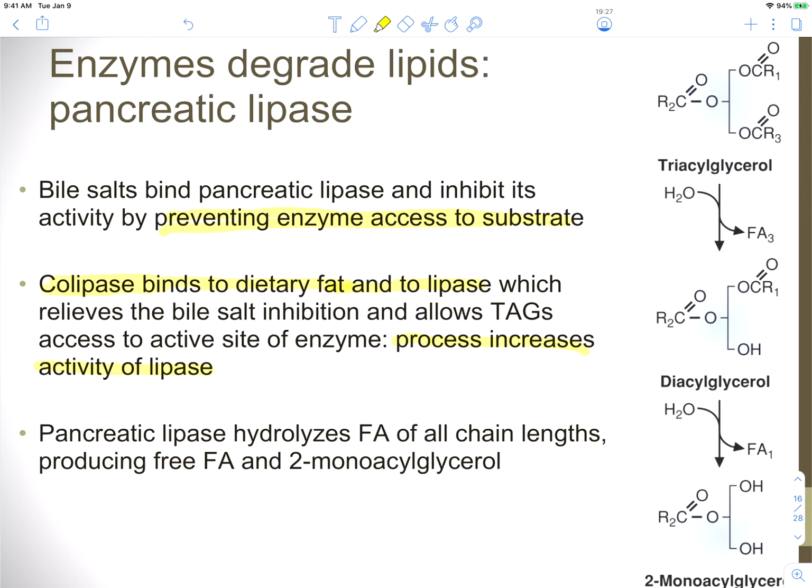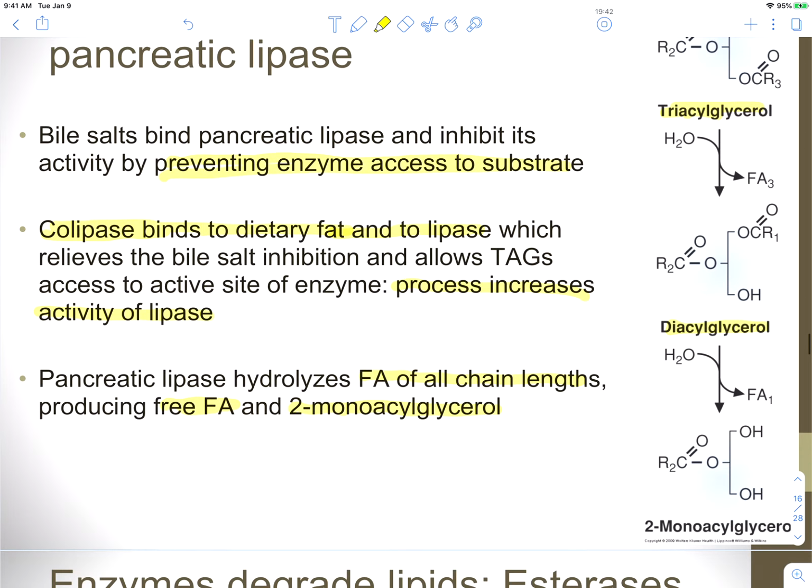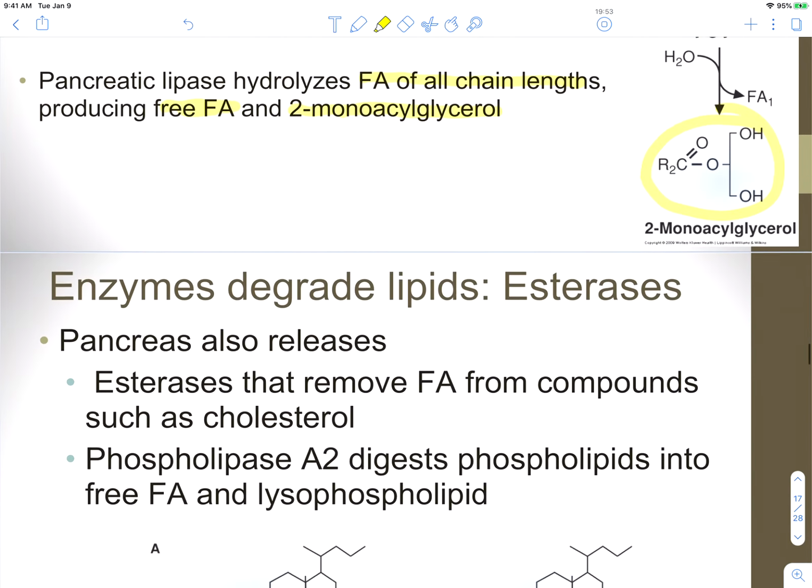Pancreatic lipase is going to hydrolyze fatty acids of all chain lengths. It doesn't care. It can be 18, it can be 21, doesn't matter. It produces the free fatty acids and 2-monoacylglycerol. So you have a triacylglycerol, a diacylglycerol, and then finally you get on that second carbon a monoacylglycerol. Your cells can absorb a monoacylglycerol, and so it keeps the glycerol intact with at least one fatty acid.